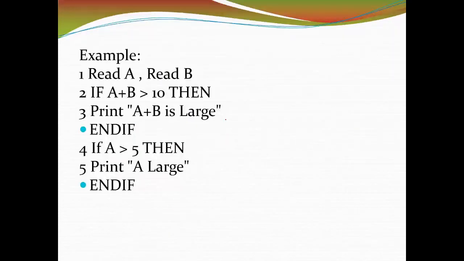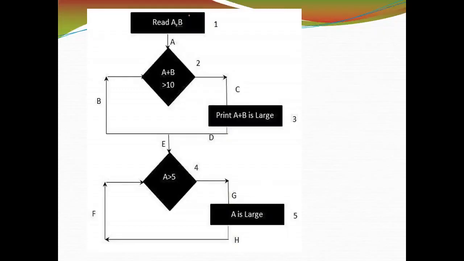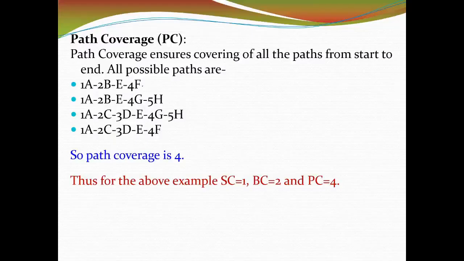So let us understand this with the help of an example. This is the same example we have seen in the condition coverage example. This is the pseudocode they have given. We are going to convert this into a flowchart so that we will easily understand all the possible paths. How many possible paths come here? Let us see, one by one.